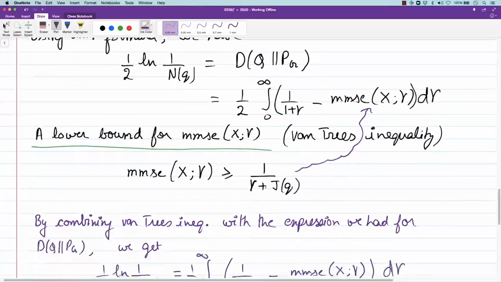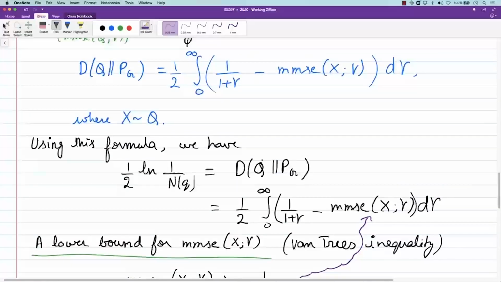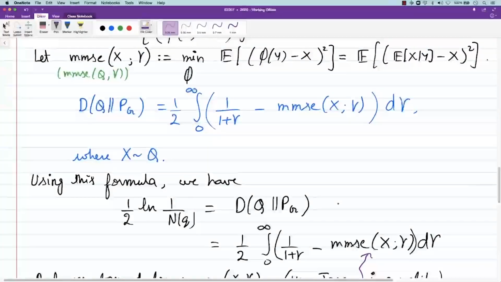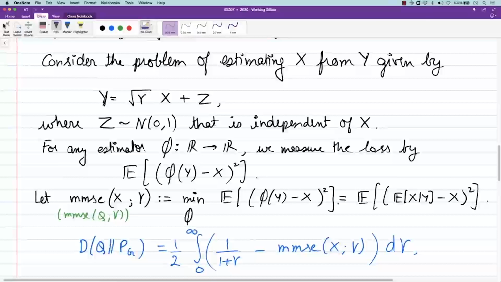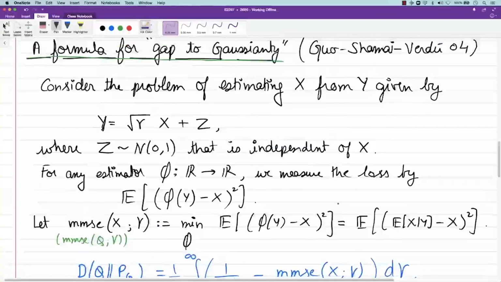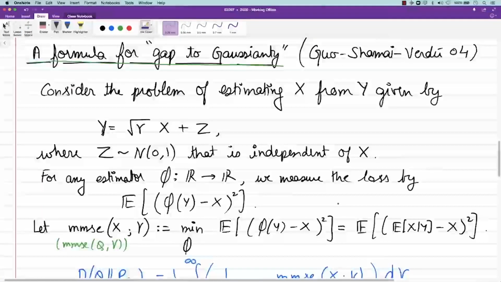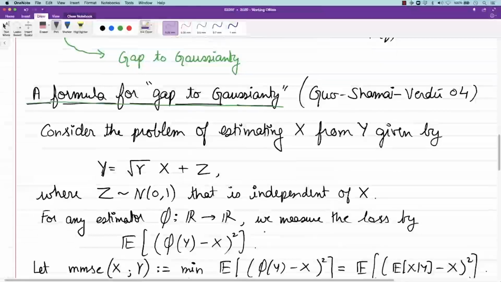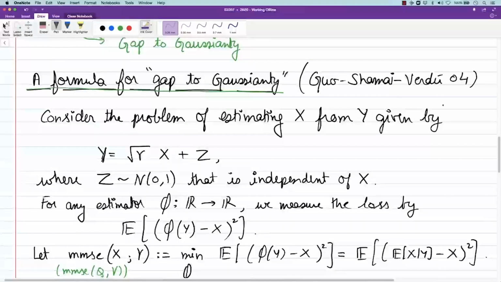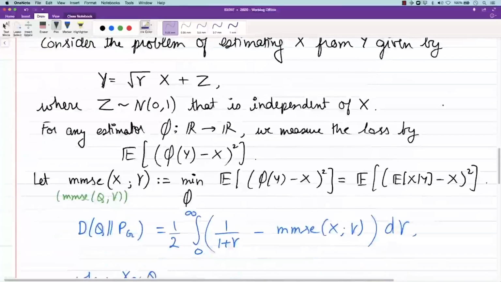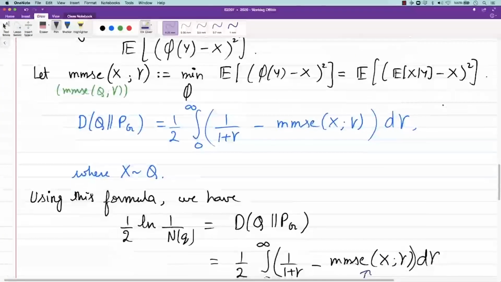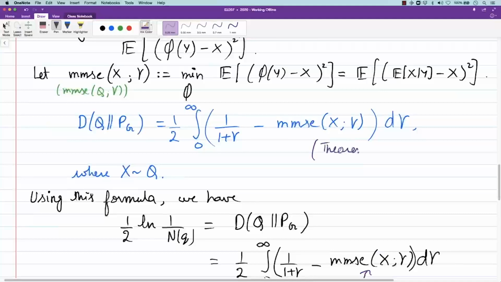In the remaining lecture, I'll prove this Van Trees' inequality. This formula itself I will not be proving. It's not a long or involved proof, but it requires us to introduce too many terms, so I'll just skip it. But it's the Guo-Shamai-Verdu paper on I-MMSE, which is easy to find and has a very clean derivation of this formula. I think this is Theorem 14 in the paper.